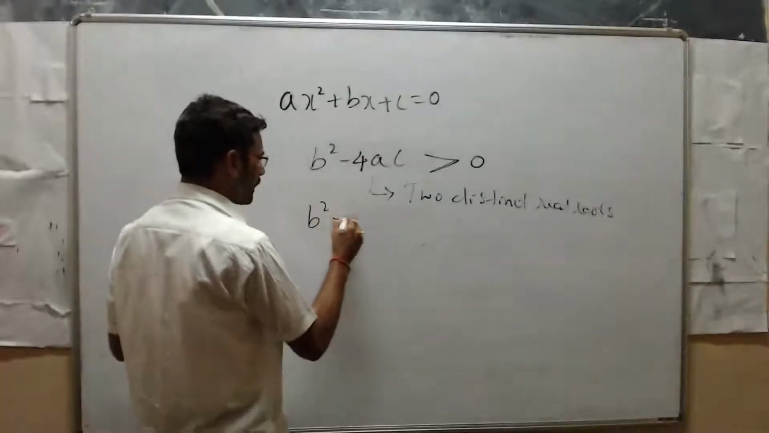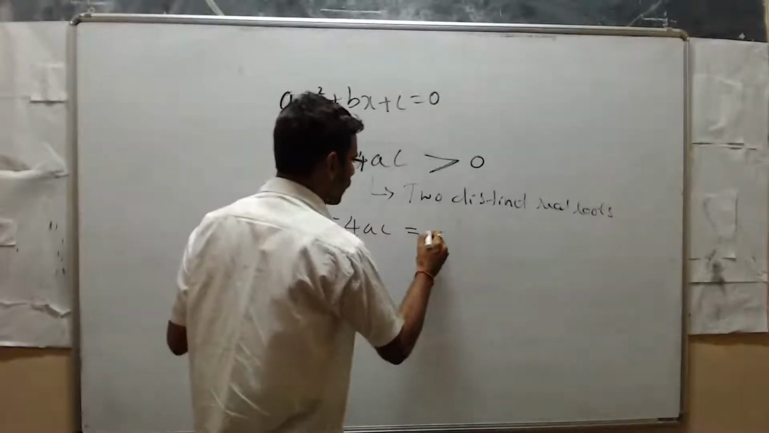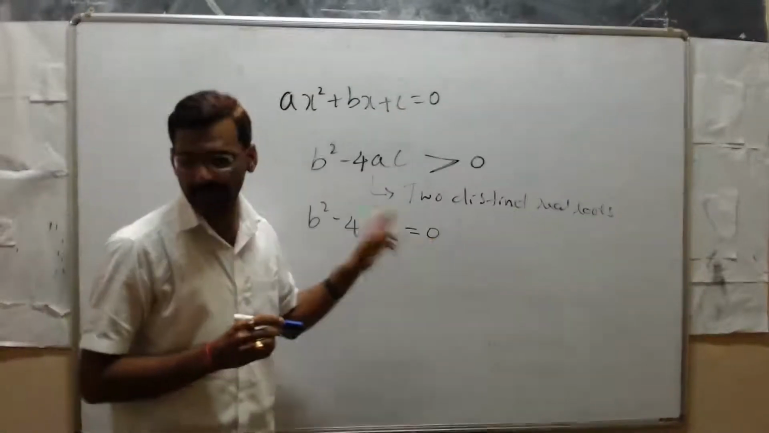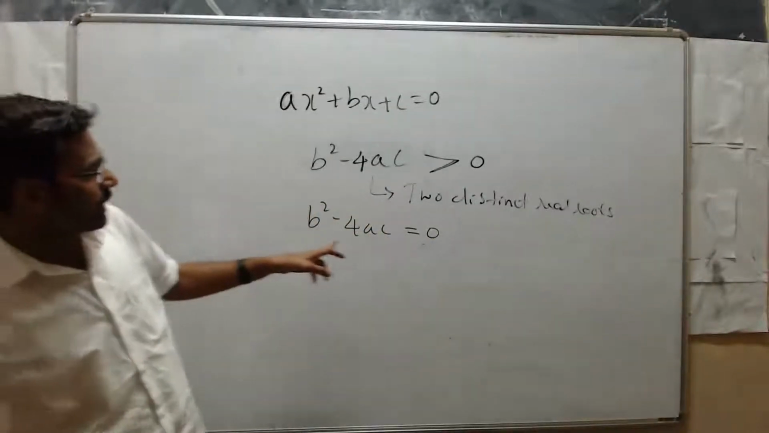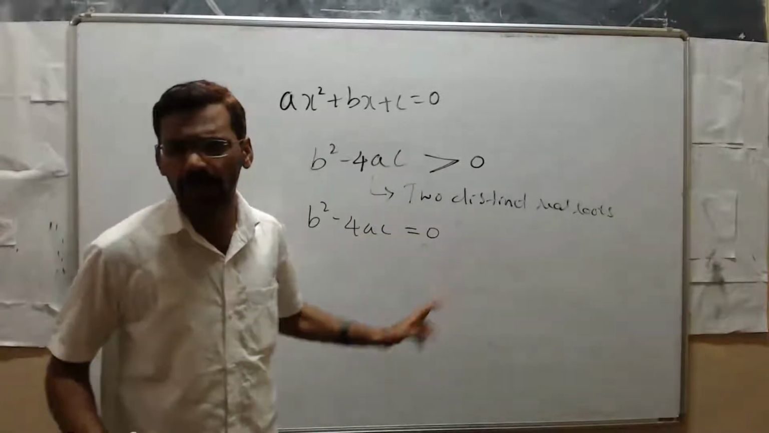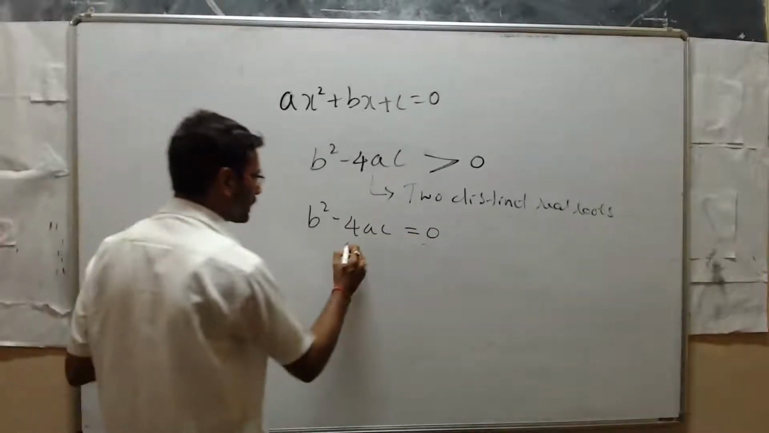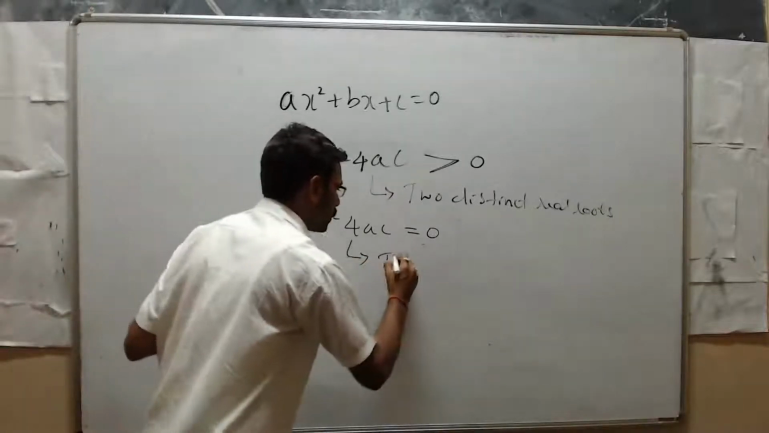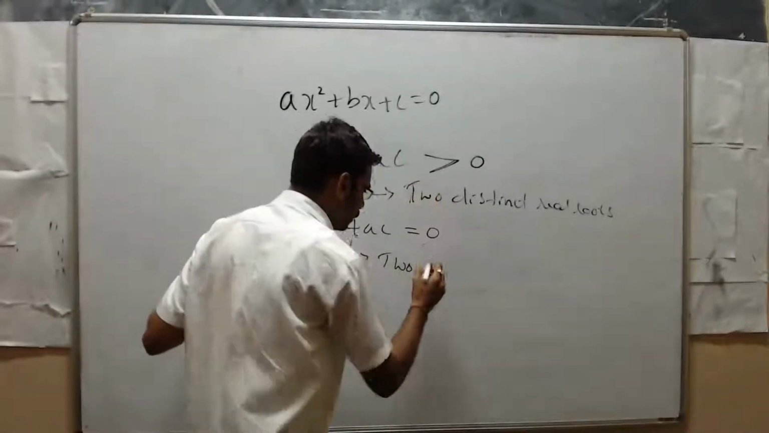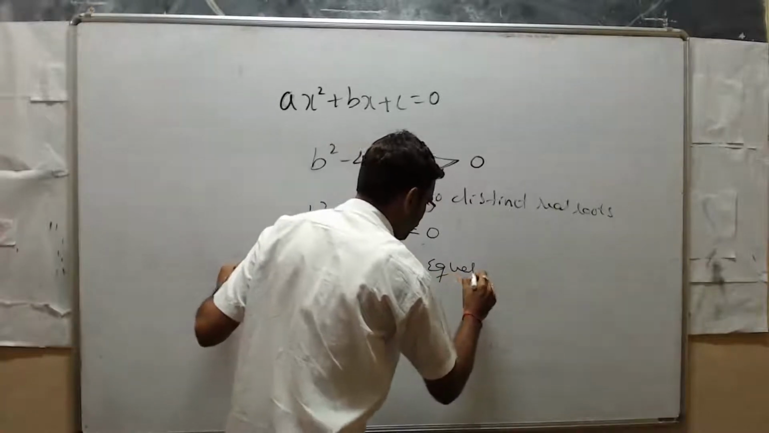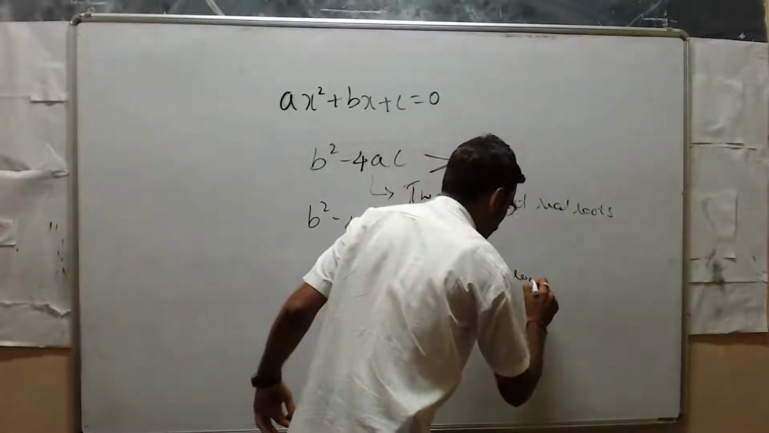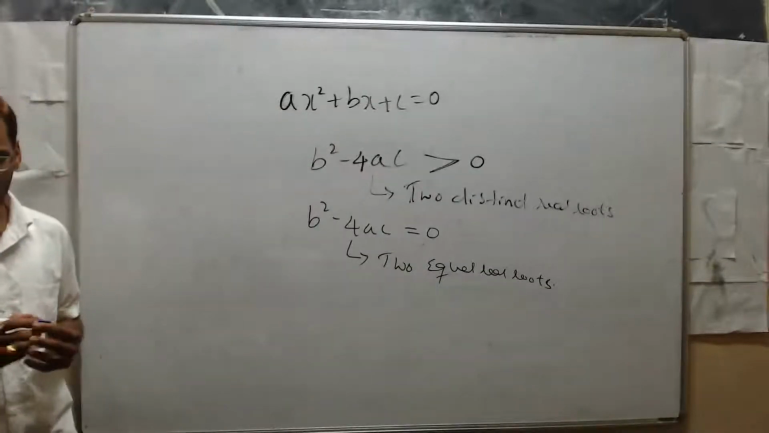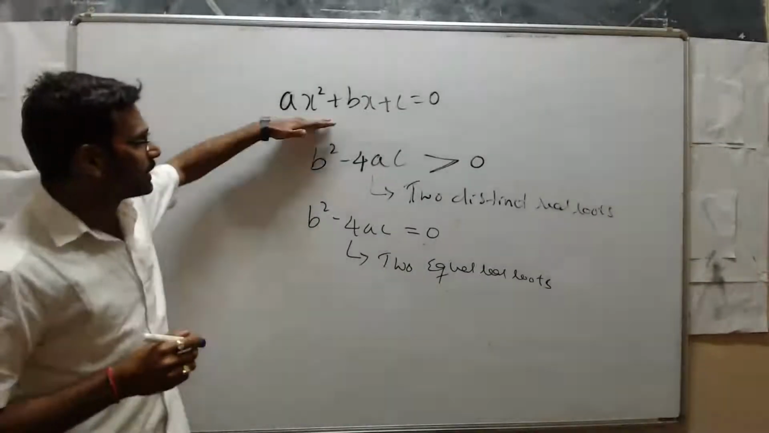And if b square minus 4ac is equal to 0, what does it indicate? It indicates two equal real roots.